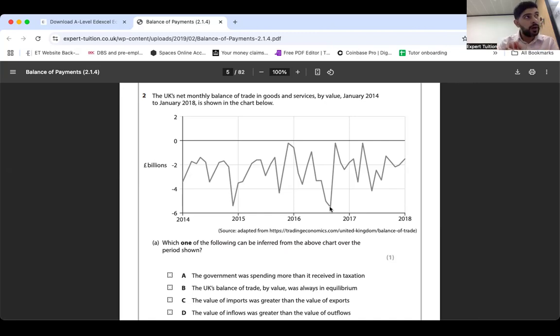If the deficit is getting worse, what must be happening or what is likely to be happening? Is the UK more price competitive or less price competitive if it's getting worse? Are they more quality competitive or less quality competitive? Of course, less in both instances. So you've got a variety of answers. I only need to do one.